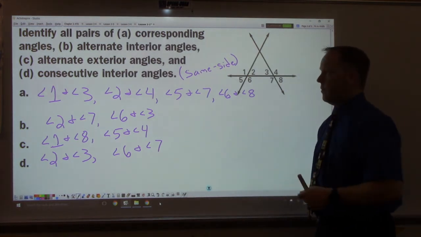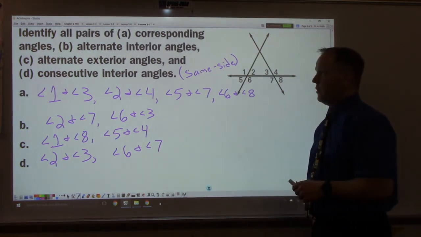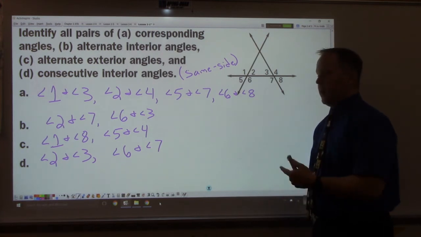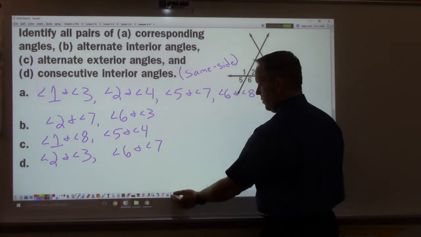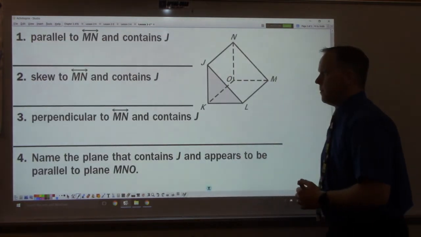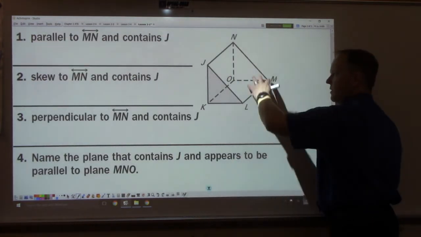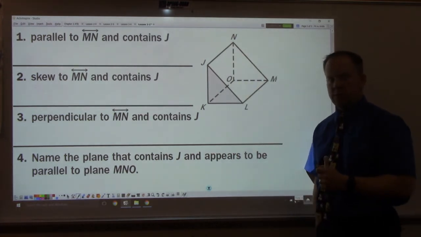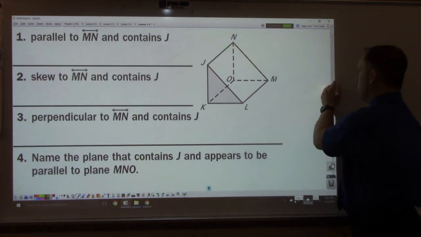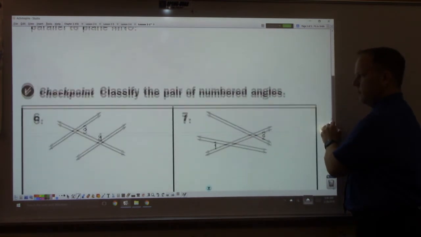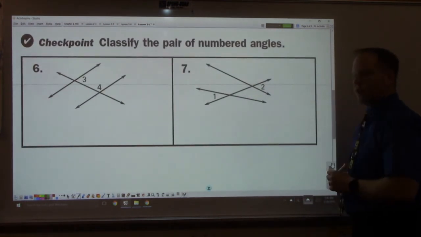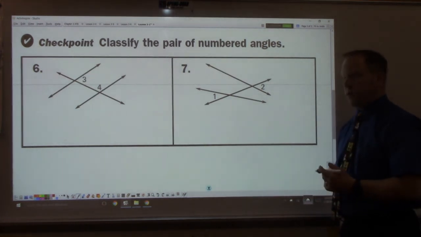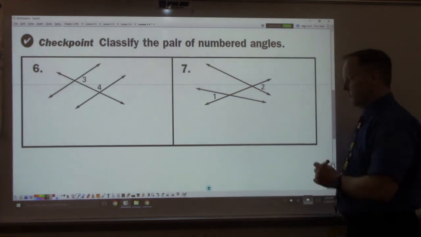And there you have it. There's all of our corresponding, alternate interior, alternate exterior, and consecutive interior angle pairs. On the next page of notes, the first 4 questions refer to this diagram. Go ahead and try to answer these questions on your own, and then we'll review the answers. Then scroll down to these 2 questions and just classify the angles as consecutive interior, alternate exterior, or corresponding angles.